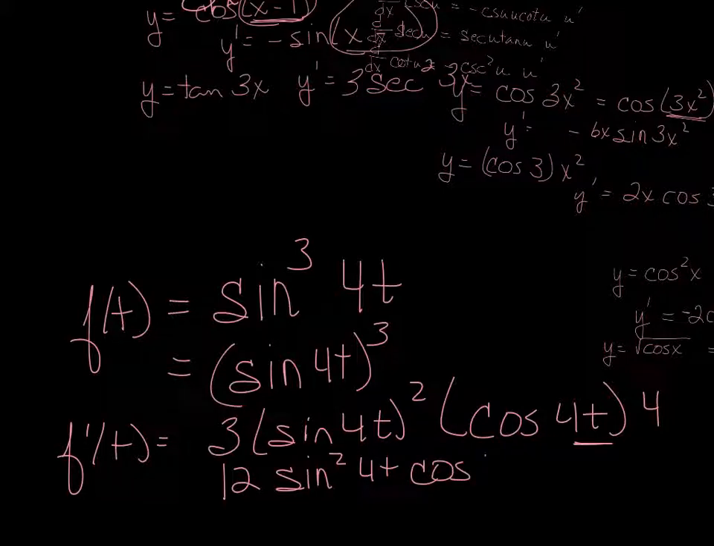Wait, where'd you use the 4? Derivative of 4t. That's because it's cubed. Why do you take the derivative of 4t? No, it's because it's cubed that we have to take the derivative of the sine of 4t. And then we still have to, this is like another u. We still have to take that derivative again. Okay. It's not a constant. Yeah, because it's not a constant.